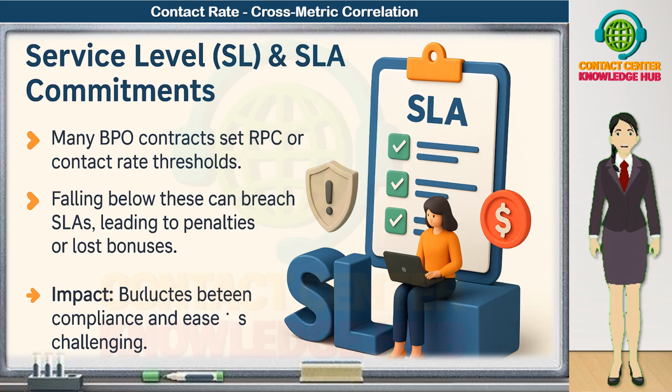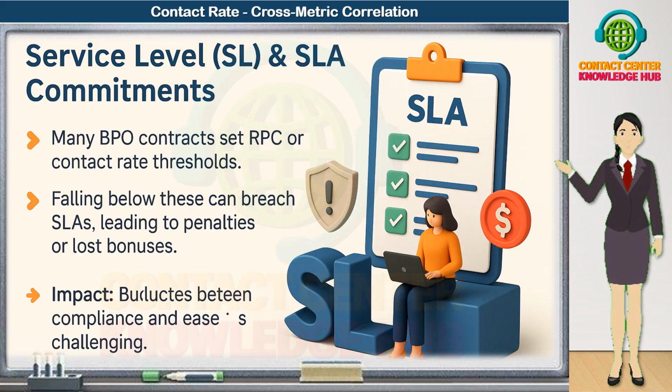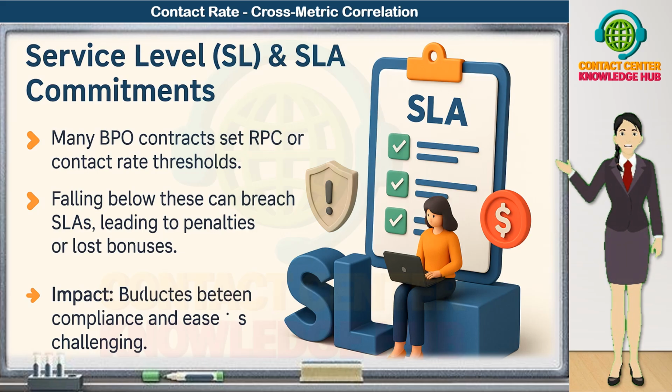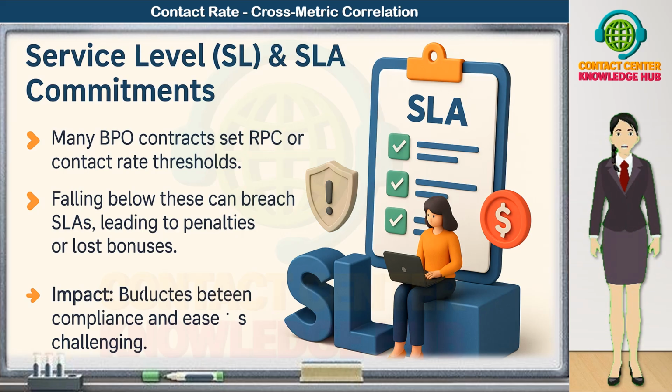Consistently maintaining or exceeding those benchmarks strengthens your vendor credibility and contract renewals. Impact: contact rate isn't just a performance metric, it's a contractual obligation in many operations. Maintaining SLA-aligned contact performance protects client trust and reinforces your center's reputation for reliability.